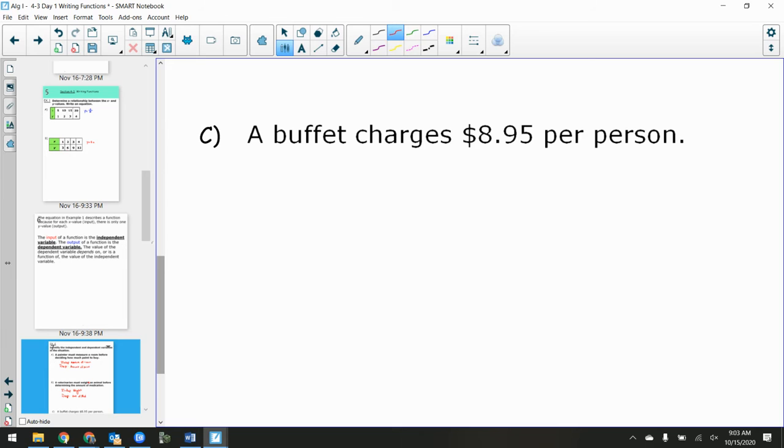A buffet charges $8.95 per person. What's my independent variable in this situation? The number of people. Good, the number of people. Independent is the number of people.